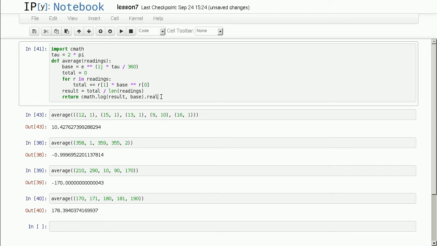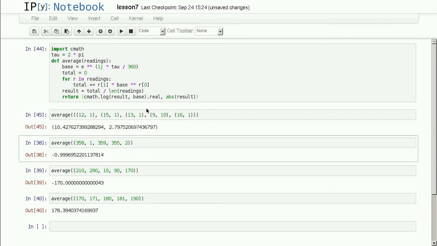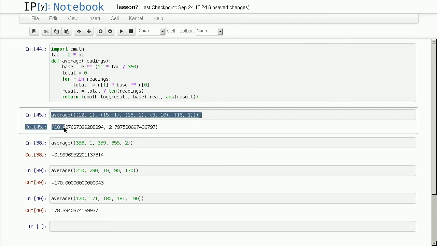Now, interestingly, I'm only returning degree or angle information here. But what happens if we also return the speed, or the average speed? What I'm going to do is take the absolute value of the result. That is its distance from the origin. So if I return that as a tuple, now my result is 10 degrees with an average wind speed of 2.8.